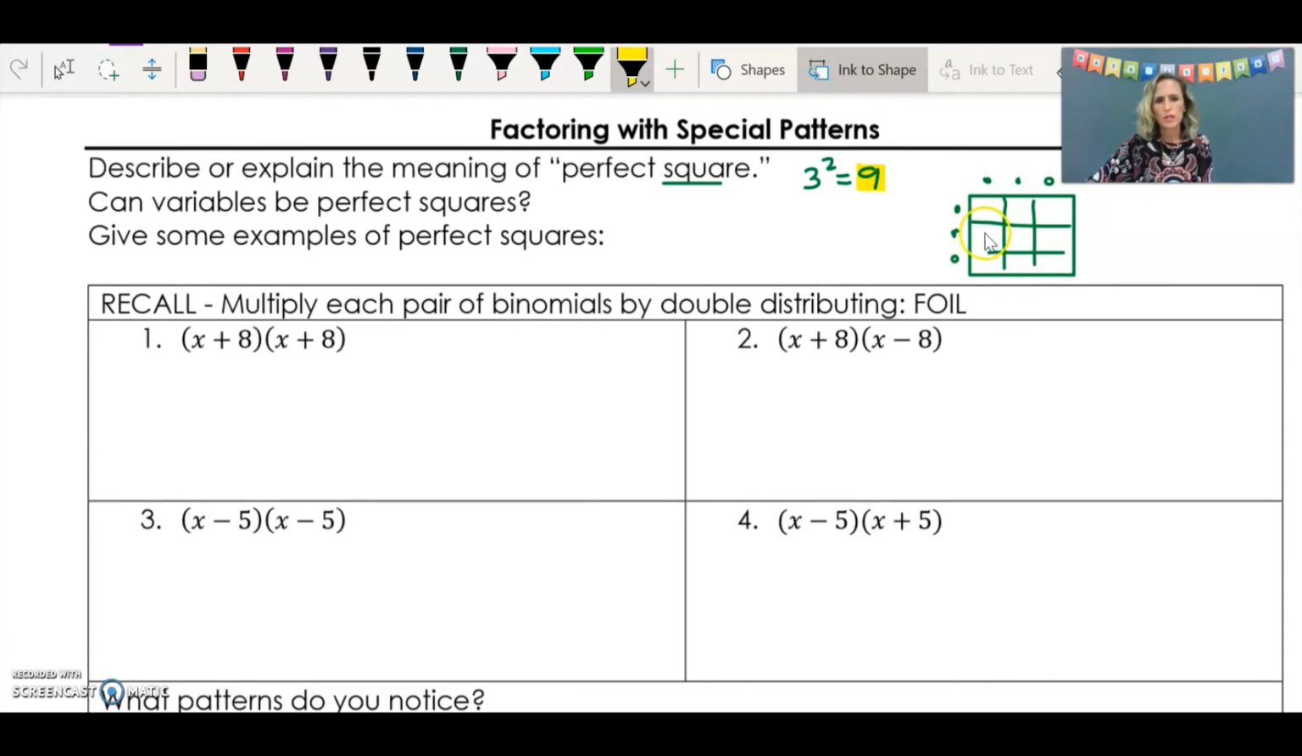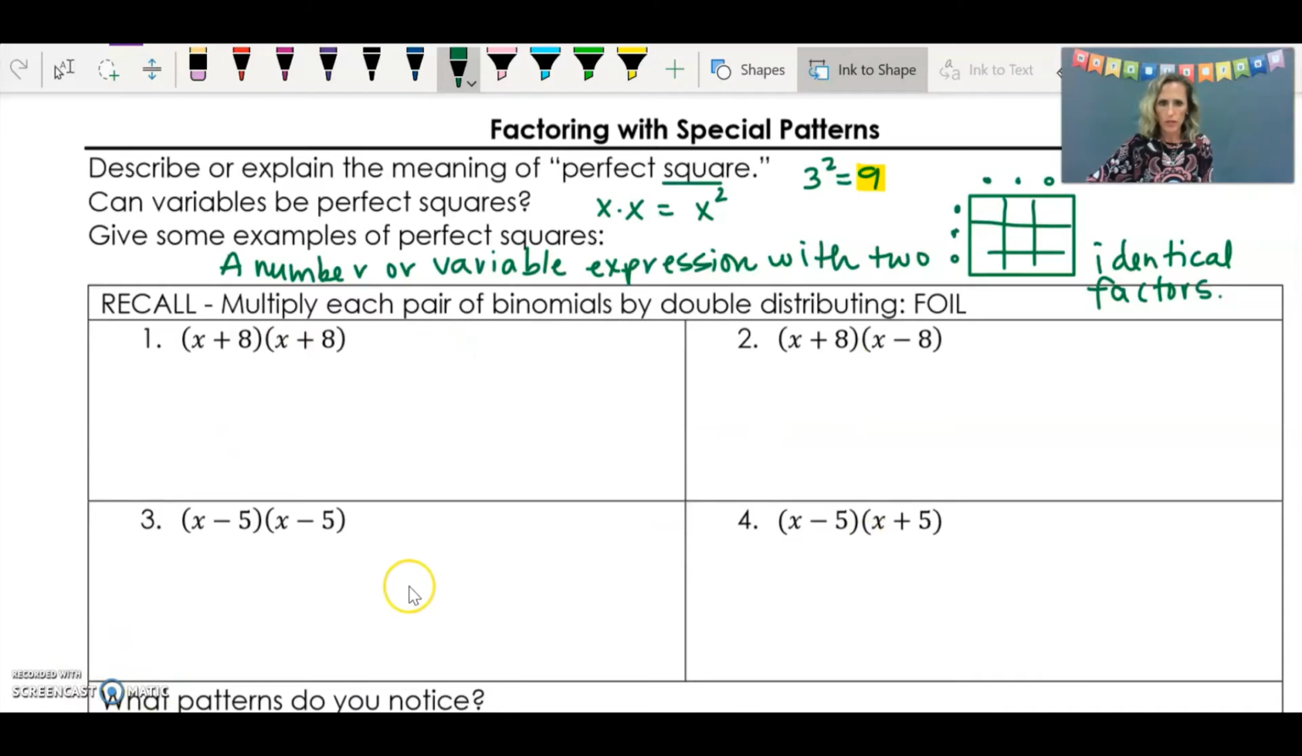So the question then is, can variables be perfect squares? Could we create a perfect square situation out of variables? Yes, we can multiply a variable times itself. For example, x squared is a perfect square. So a perfect square is a number or variable expression with 2 identical factors.